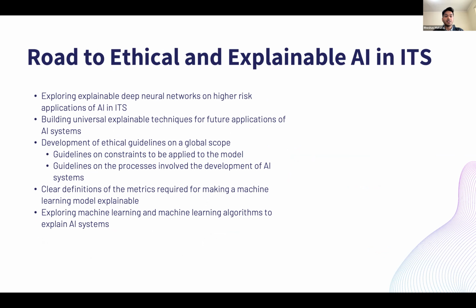And then building universal explainable techniques. So this is for rather a model agnostic global explanation. And then developing ethical guidelines based on safety concerns, based on the concerns that define the space as well. And then, of course, we want to definitely have clear definitions of the metrics involved in explaining a machine learning model, because we want to ensure that it is consistent across all spaces and across all models.